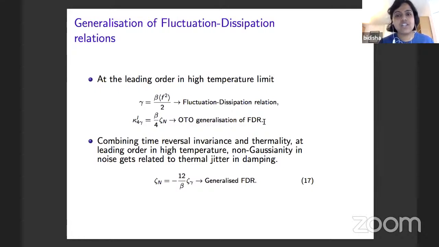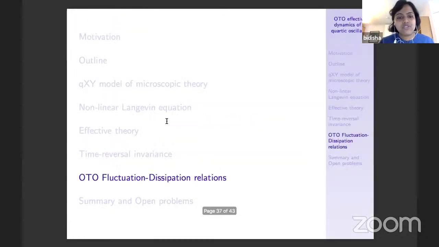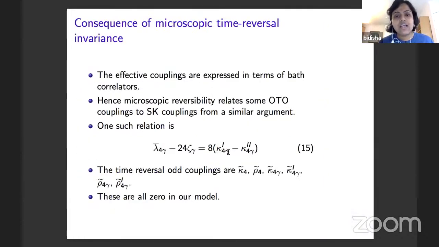Now, since you have time reversal invariance and thermality both at hand, you can just combine them and study what happens at leading order in high temperature. So combining all these relations, remember that this kappa 4 gamma 1 is related to zeta n. And if you go back to the previous relation under time reversal, kappa 4 gamma 1 was also related to zeta gamma. And these terms actually drop at leading order in large temperature. At leading order in large temperature, it's a relation between kappa 4 gamma 1 and zeta gamma.